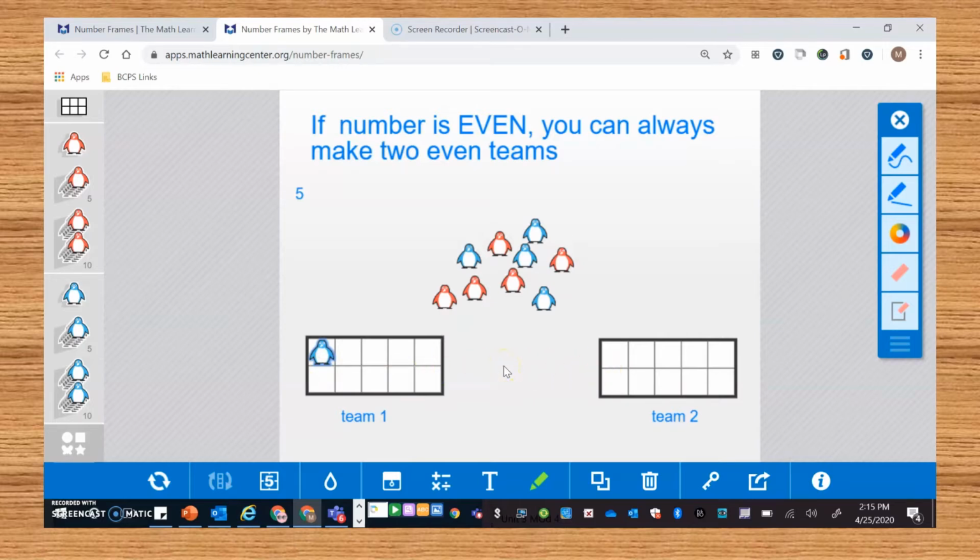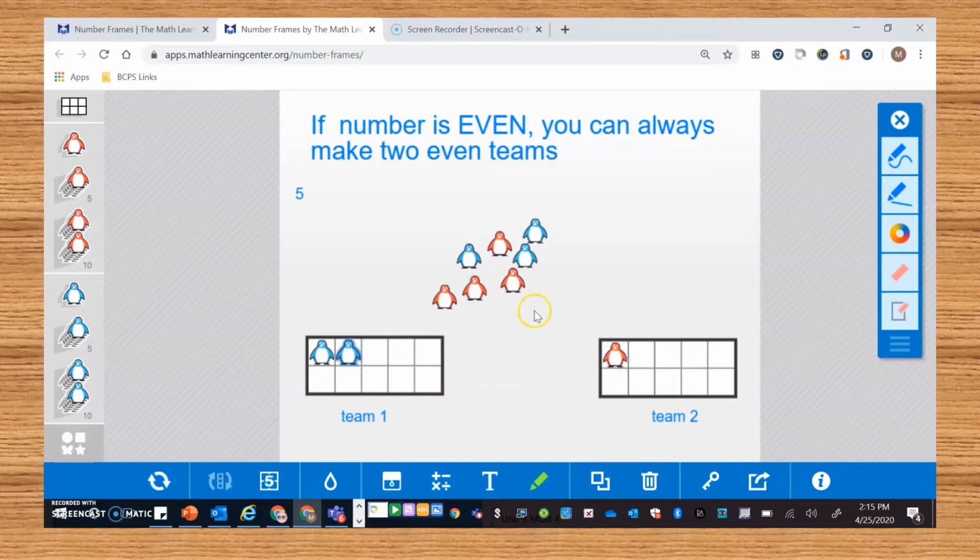Maybe think of it like a weighing scale. This scale would be down a little bit because this is heavier because there's a penguin, and this would be up a little bit because it's lighter because there's no one there. So to make it even, I'm going to have to put a red penguin over on this side. Now they're even. One blue, one red. So we're going to continue this pattern. So now I have 2 blue penguins on team 1 and 1 red on team 2.